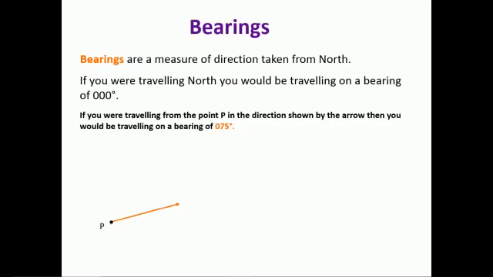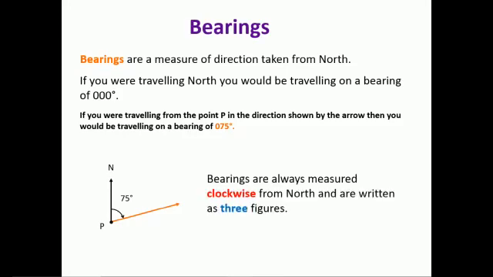So you are starting at the point P and going in this direction. The north is there, and from the north to P, that is 75. So we write it as a three-digit 075. Bearing is always measured clockwise. Clockwise means the right way. When starting at the point and moving to the right side, that is what we call clockwise.